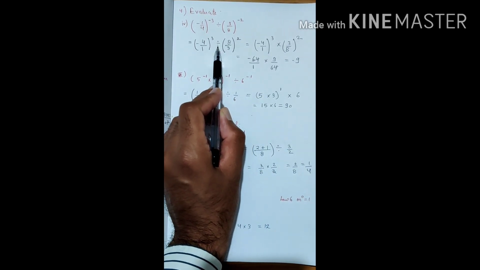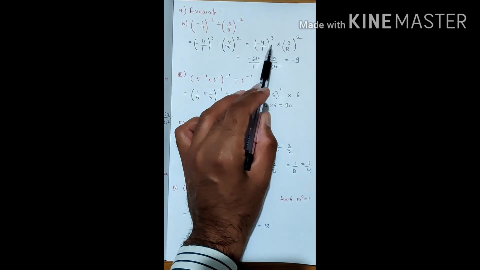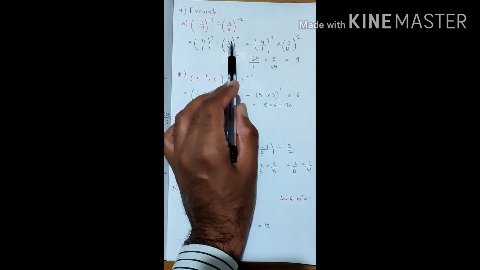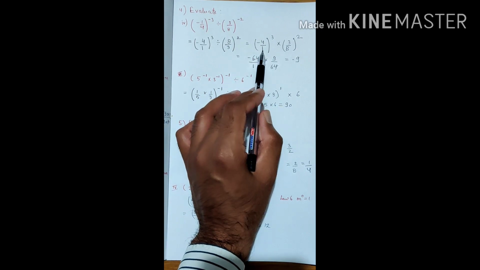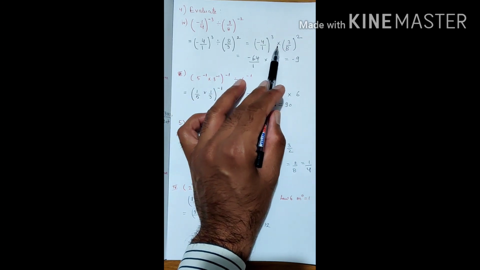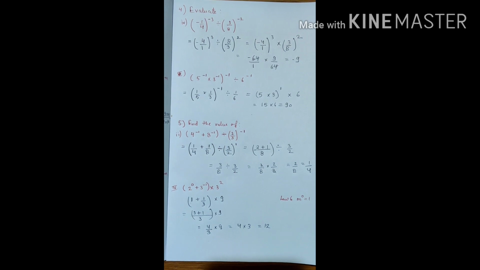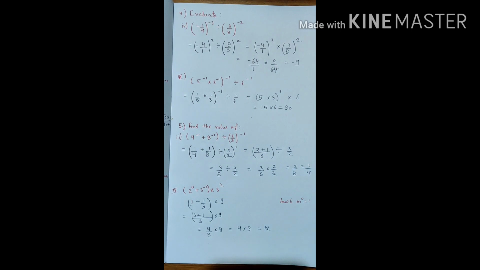Now see, wherever we have a division sign, to convert it into multiplication, we reciprocal the value. So we'll reciprocal this. This will become minus 4 by 1 raised to the power of 3, and your division will be changed into a multiplication sign once we reciprocal this. Now we'll expand this. 4 cube is 64 by 1, into 3 square is 9 by 64. So 64 and 64 will cancel, but the minus sign will remain over here. So minus 1 into 9 will give you a result of minus 9.